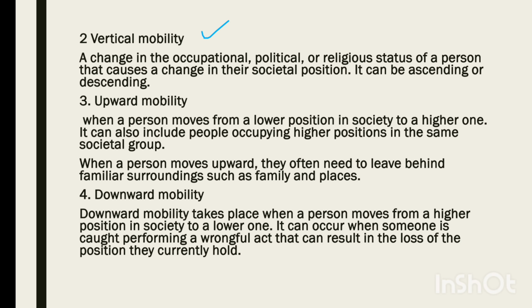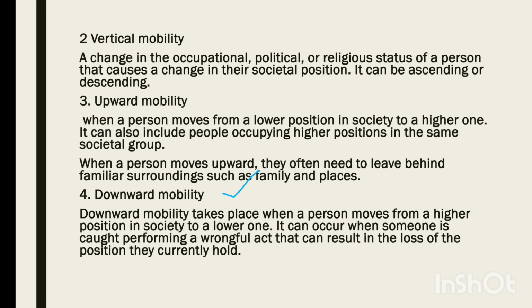Vertical mobility. A change in occupational status, political status and religious status of a person that causes a change in the societal position of that individual is called vertical mobility. It can be ascending or descending. Upward mobility is when a person moves from a lower position in society to a higher position. When a person moves upward, they often need to leave behind familiar surroundings such as family and place. It can also include people occupying a higher position in the same societal group.